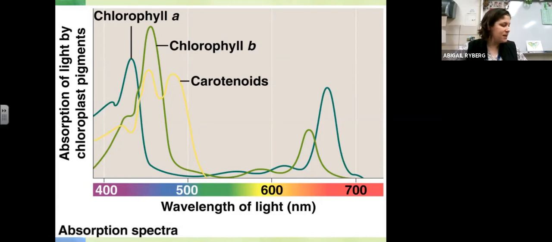At lower wavelengths, carotenoids are highly absorbed, right? But all of a sudden around 520-ish maybe, the carotenoids are no longer absorbed and they're reflected, which is when we would see their color, for example.